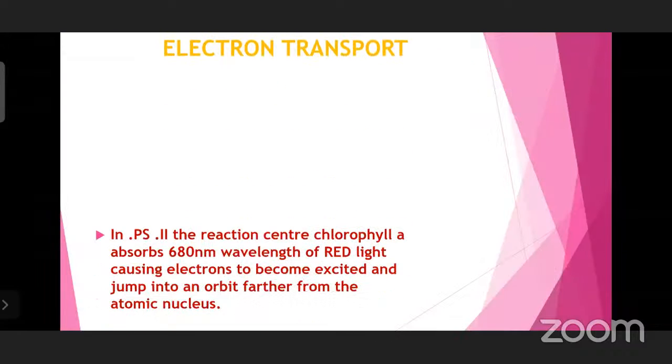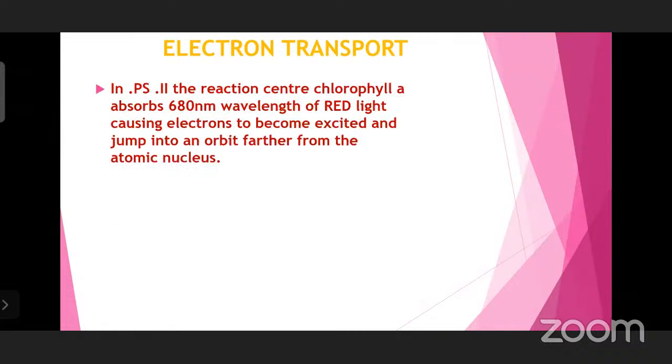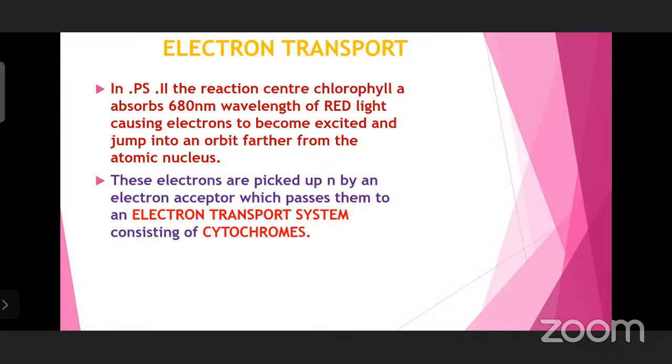Electron transport. In electron transport, you can see photosystem 2, the reaction center chlorophyll A. Just now whatever I have discussed, the same thing is written here. In the PS2, the reaction center chlorophyll A absorbs 680 nanometer wavelength of red light, causing electrons to become excited and jump into an orbit farther from the atomic nucleus.